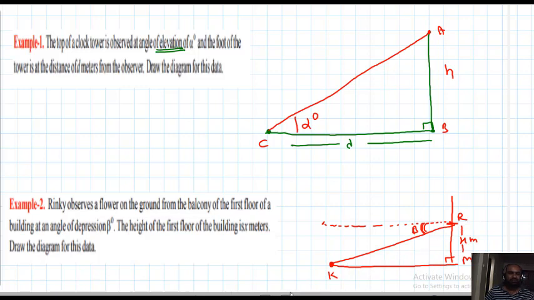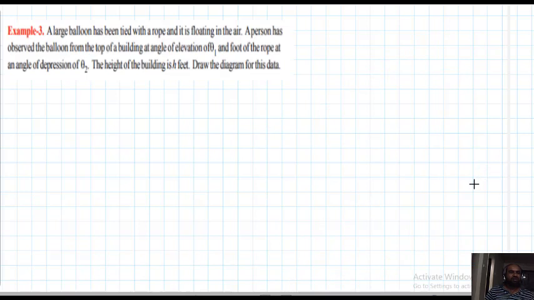Okay. So example 3: a large balloon has been tied with a rope and it is floating in the air. A person has observed the balloon from the top of a building at an angle of elevation theta 1, and the foot of the rope at the angle of depression theta 2. The height of the building is h feet. Draw the diagram for this.